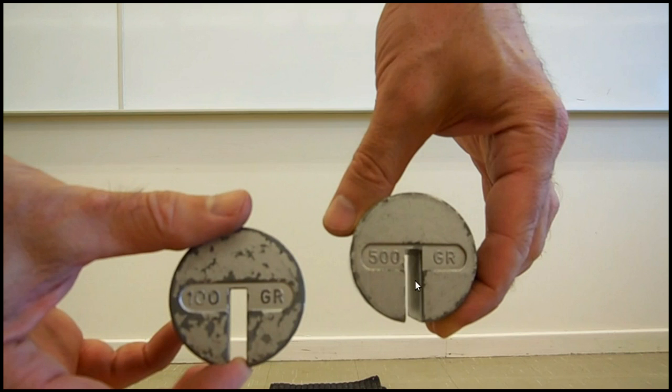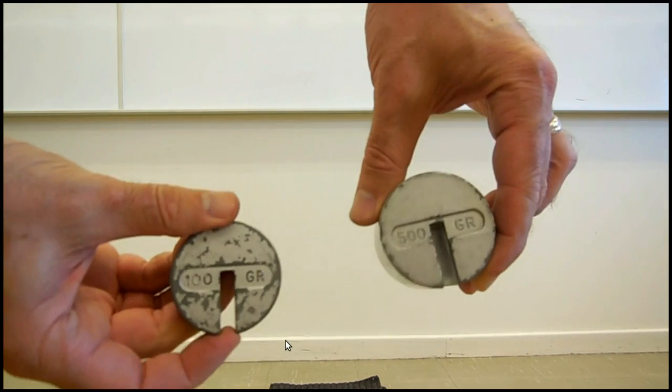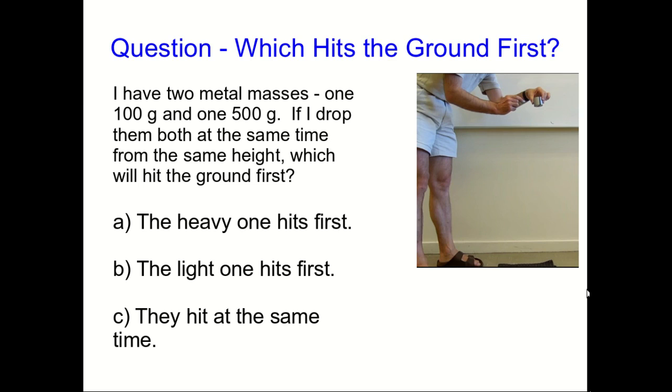Let's see one of the features of freefall that some people find surprising. Here's a 100-gram mass and a 500-gram mass. Do you care to predict which one will hit the ground first if I drop them both at the same time? So if you're in my course and you're accessing this video via Moodle, you will now be asked this question and you'll answer it in Moodle before going on to the next part of the lecture. If you're not in my course, then I would encourage you to come up with an answer to this question before clicking on to the next video.